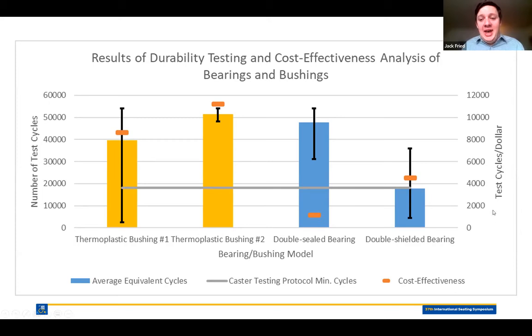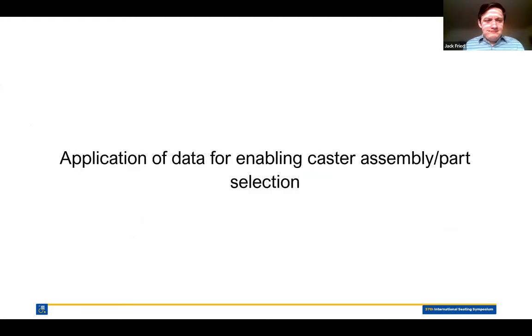However, the bushings actually had the highest amount of cost effectiveness. Both bushing models were significantly more cost effective than those sealed bearings, and also had higher cost effectiveness than the double shielded bearings. So this is one example of how we can show through this testing that design changes, whether through material or the actual design of the caster, can actually improve caster use in the environment. And so we can go to the next slide.